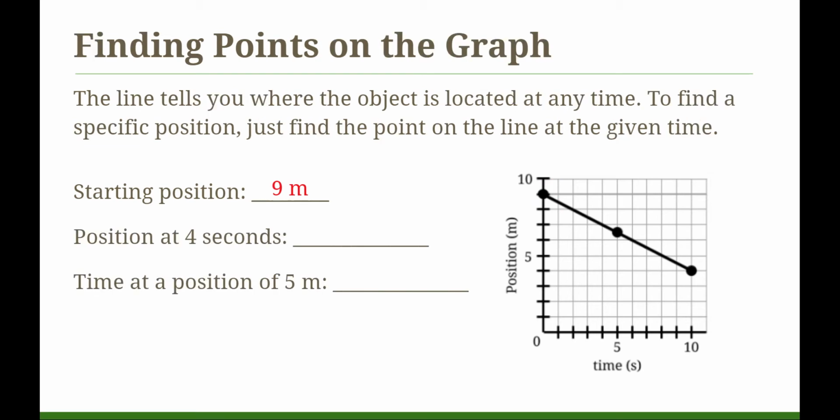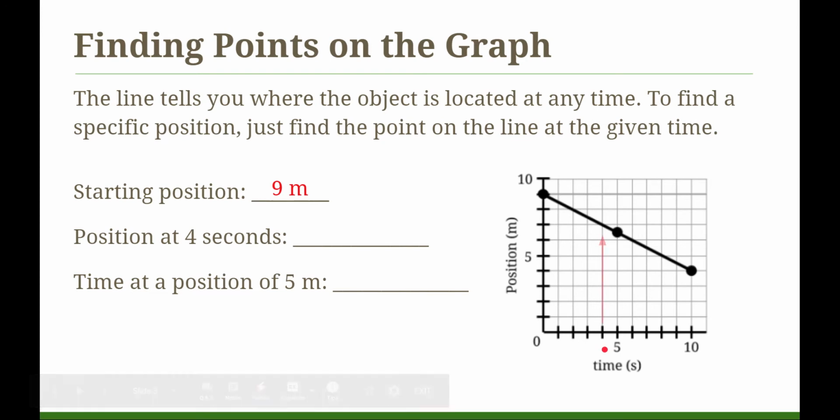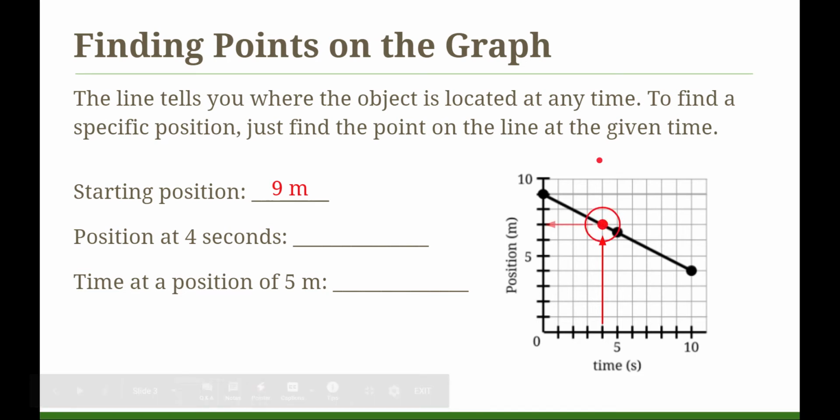If we want to find different points on the graph, so let's say we want to find a position at a given time or a time that we're at a specific spot, we just read the corresponding point on the graph. So if we look at this question, it is, what is the position at 4 seconds? So we just go down here, find 4 seconds, trace it up, find where we hit that point on the graph. And then if we trace it over, we can see we're at 7 meters. So at 4 seconds, we are at a position of 7 meters because that's what this point is on the graph.